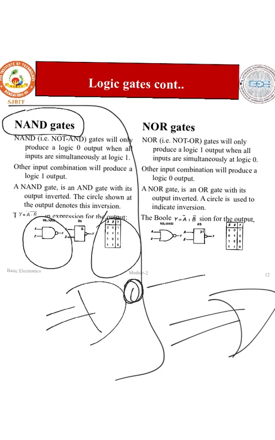Here the gate will only produce a logic 1 output when all inputs are simultaneously at logic 0. Other input combinations will produce a logic 0 output, and a NOR gate is an OR gate with its output inverted. A circle is used to indicate the inversion symbol here. So I hope NAND and NOR are clear to you.